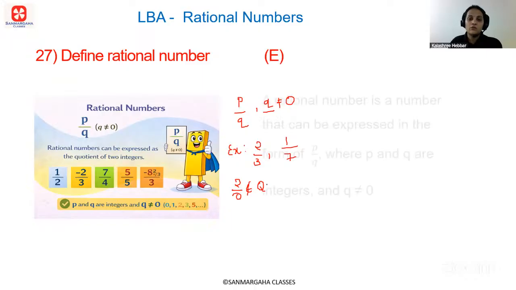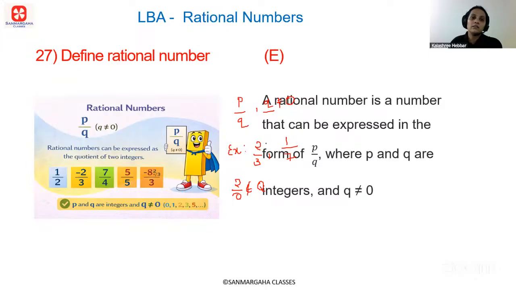So we can say that the definition is: a rational number is a number that can be expressed in the form of p by q, where p and q are integers and q is not equal to 0. So that is the definition for a rational number.